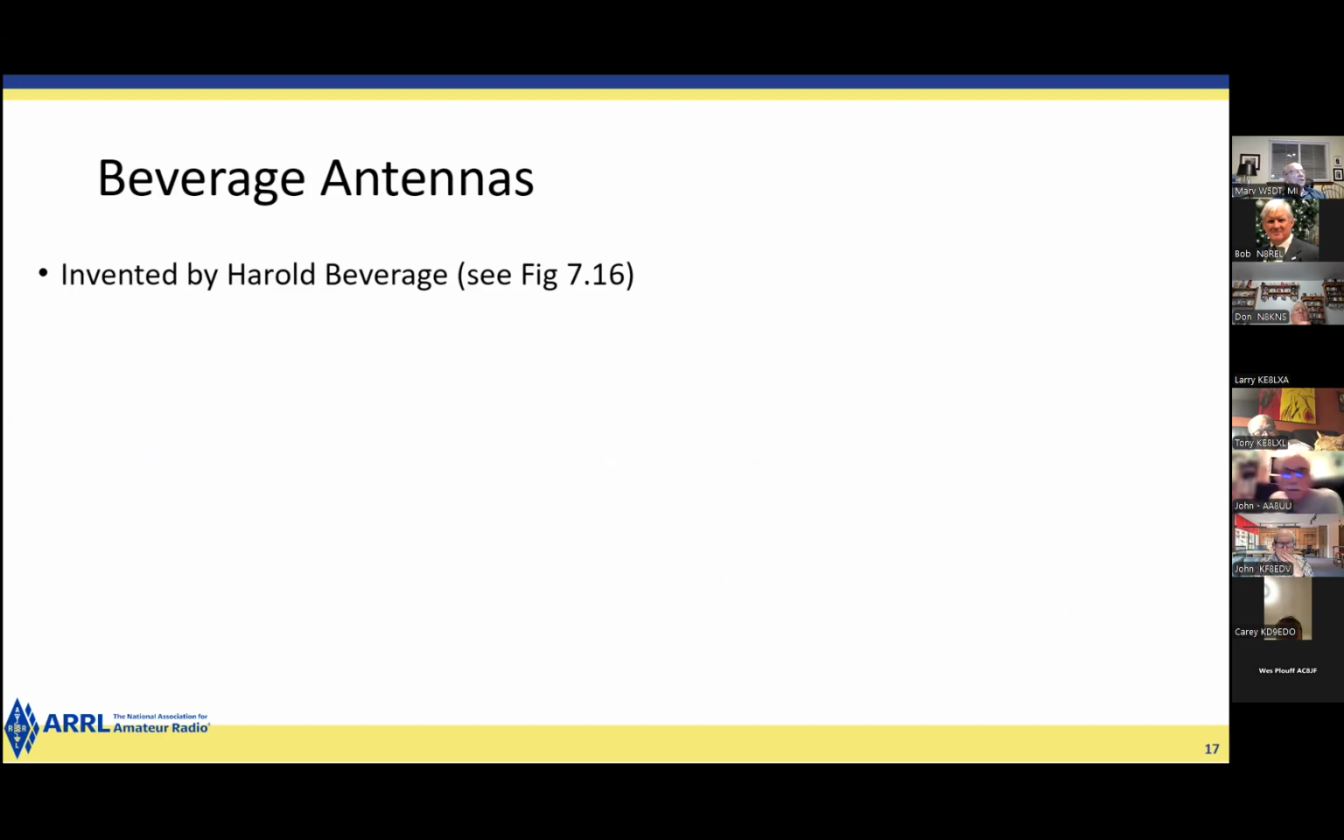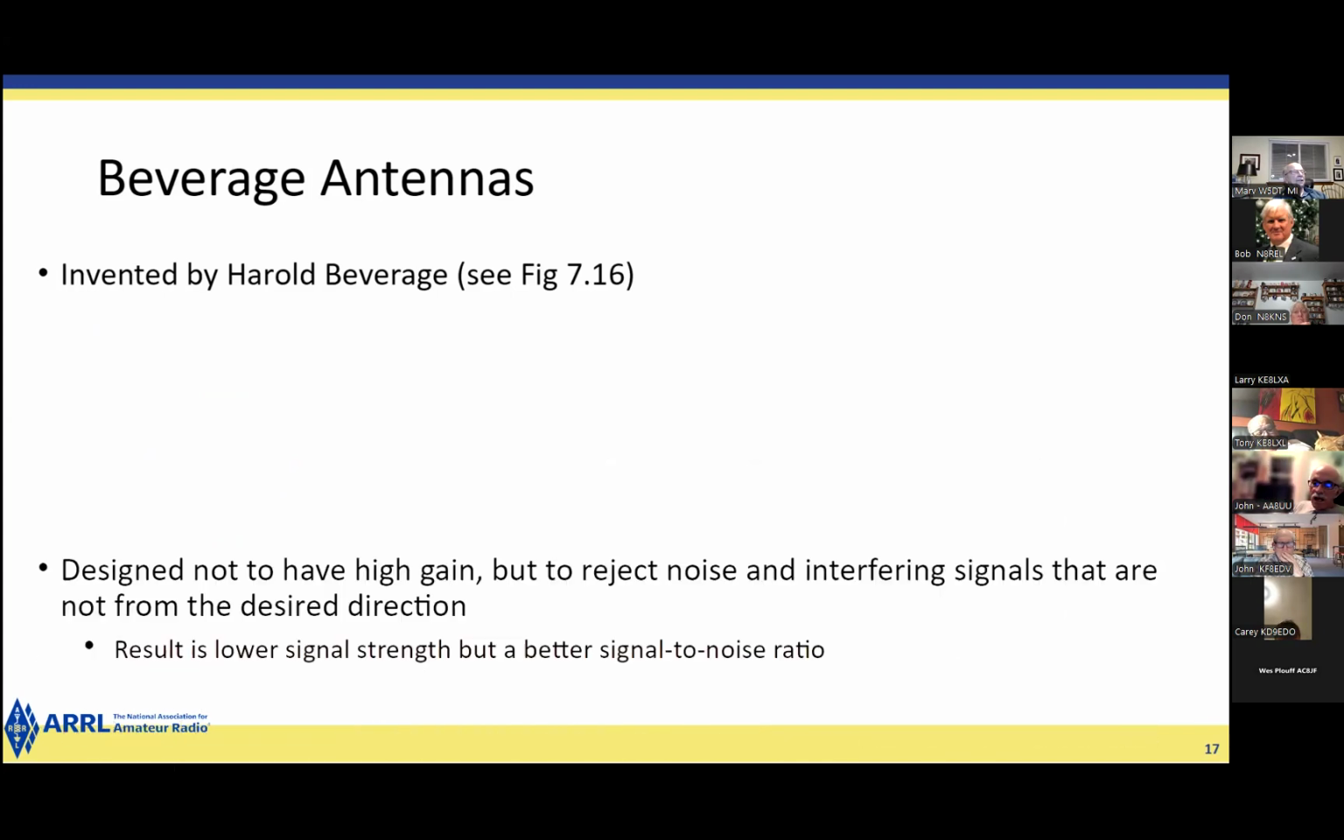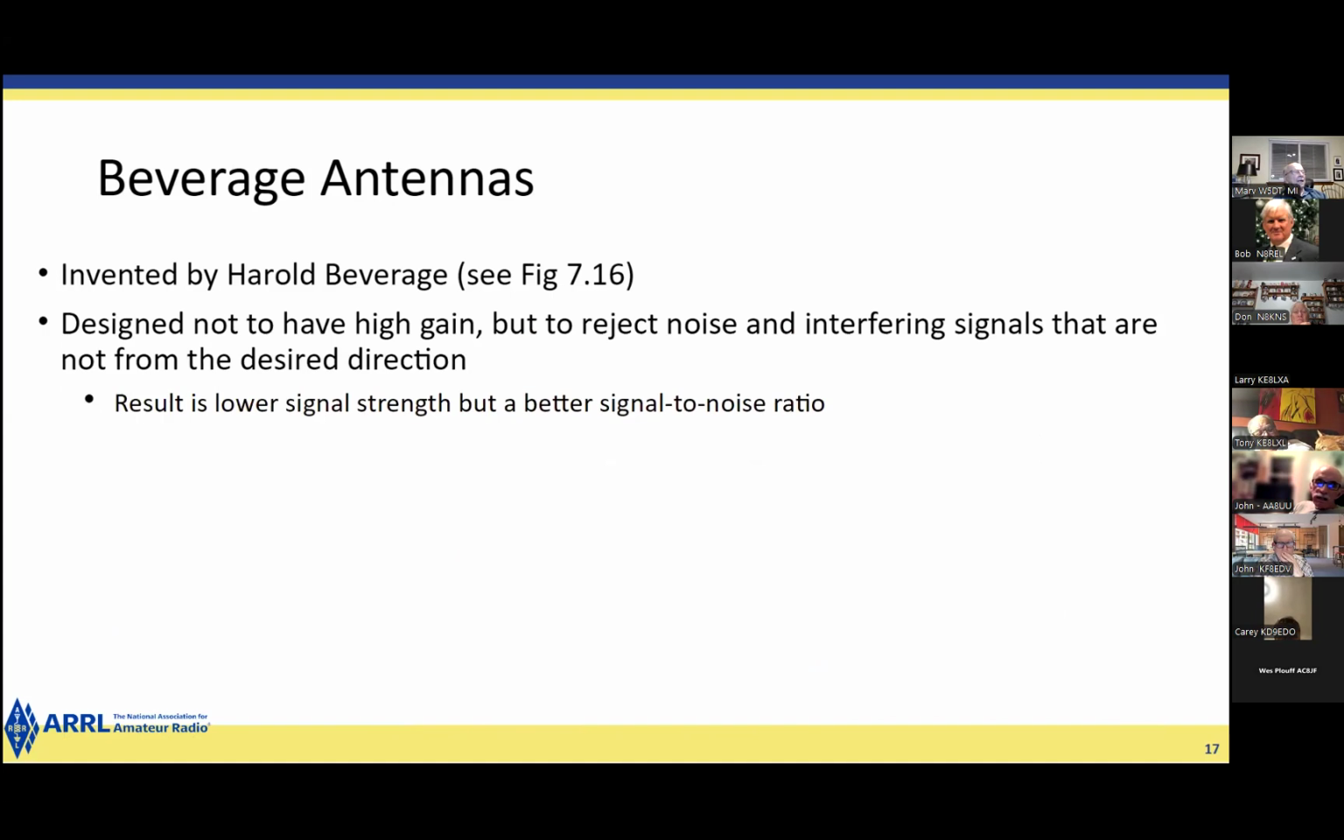Now, Beverage antennas were invented by a guy named Harold Beverage. They're not designed to have high gain, but they're meant to reject noise and interfering signals that are not from the desired direction. The result is a low signal strength, but a better signal to noise ratio antenna. It's referred to as a traveling wave antenna.